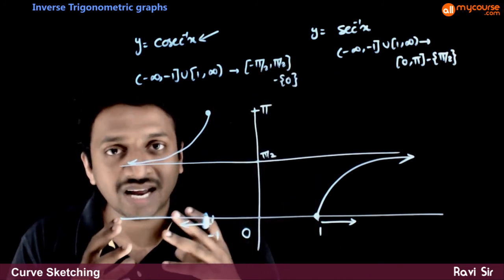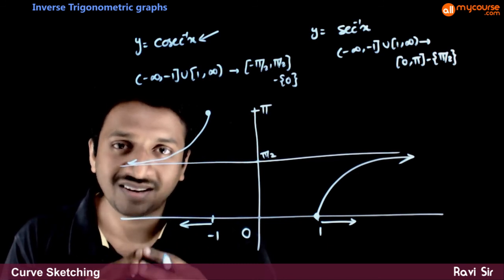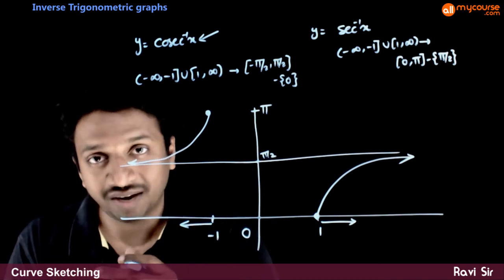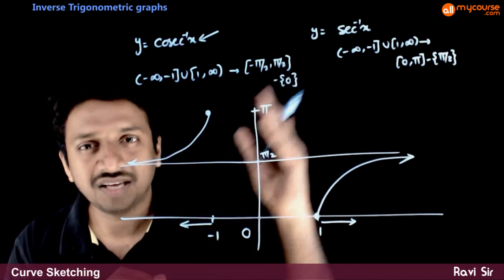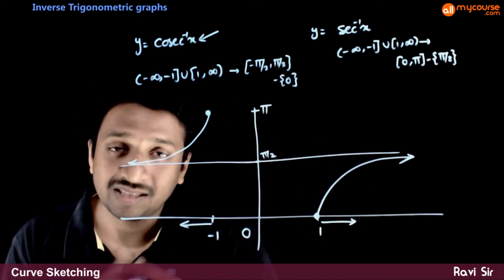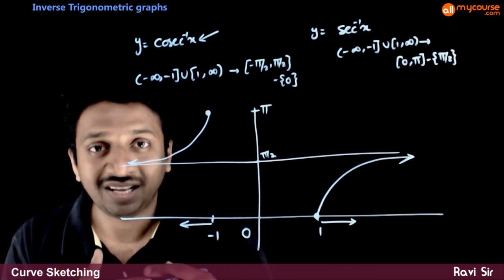So I hope you understand these graphs. Again, these graphs should be at the tips of your fingers. It's not like you think and then draw these graphs. So whenever you have secant inverse x, you have to draw this graph very quickly. Then you will be able to draw complicated graphs in a decent amount of time.